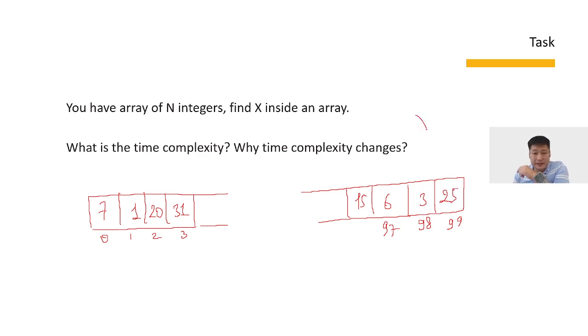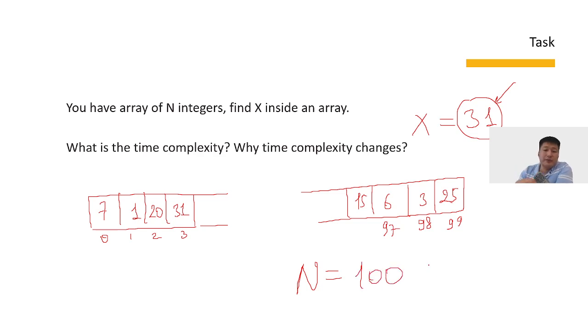And we have some x. Let's say we have x, which is equal to, just assume it's 31. So we are searching for the number 31 to see if we have this number inside our array. How many elements do we have? What is n? We always have to know n, how many elements we have. Here we have 100 elements, okay? 100 numbers, 100 elements we have. And we are searching for the number 31.